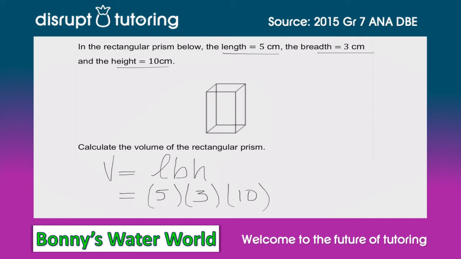So now let's calculate this together. 5 times 3 is 15. And when we times 15 by 10, we just add a 0, which is going to be 150. So our answer here is 150.